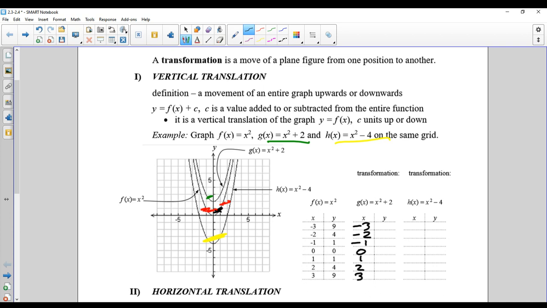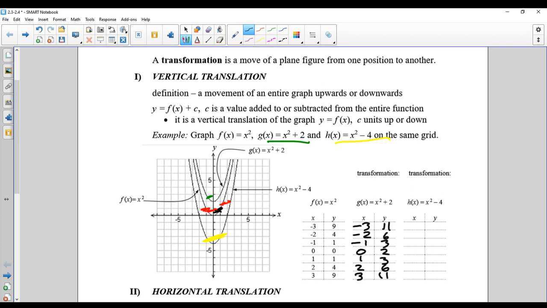What do you think I need to do to each y value? What's the rule for each of the y values? What do you think happens? Just simply add 2. So 9 goes to 11, 4 goes to 6, 1 goes to 3, 0 goes to 2, 1 goes to 3, 4 goes to 6, and 9 goes to 11. That's all. There is your vertical translation up by 2, right there.